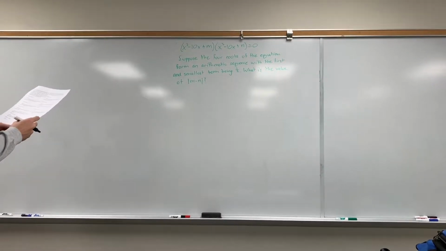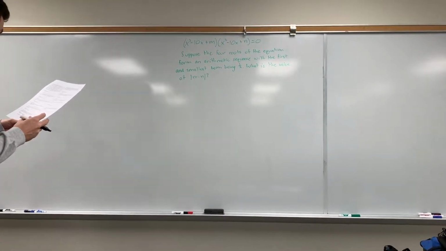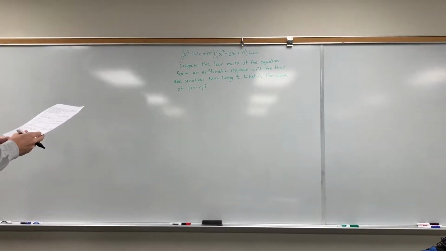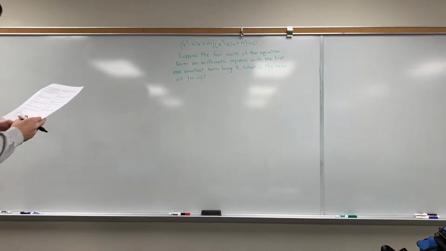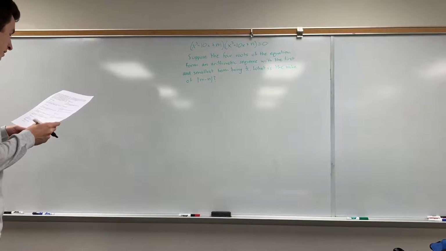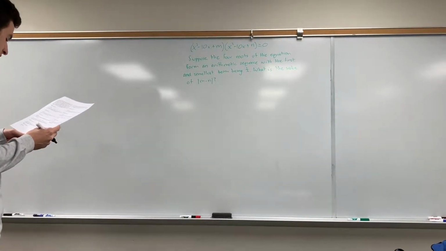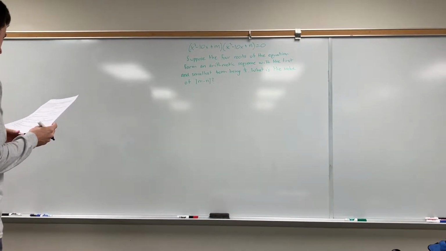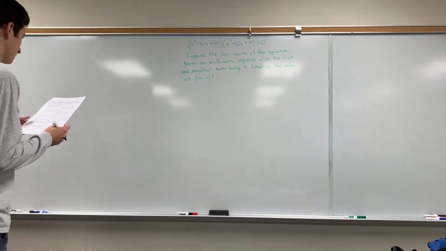My question is number 10, which says, consider the following equation where m and n are real numbers. Suppose the four roots of the equation form an arithmetic sequence with the first and smallest term being 1/2. What is the absolute value of m minus n?